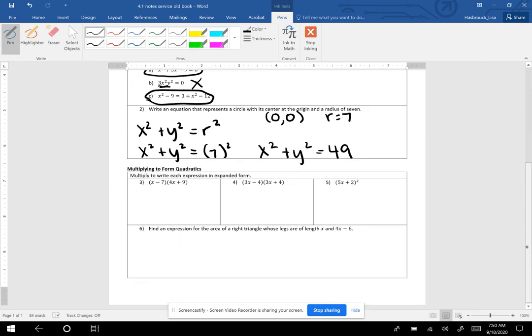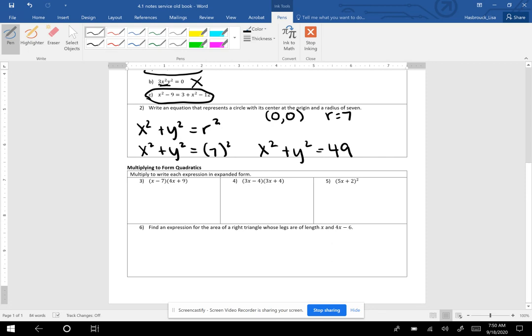In the next set of problems, we're going to multiply out to write an expression in expanded form. Okay, so we're going to use FOIL. We're going to distribute the x first, right? First, so 4x times 4x is 4x squared. Outer, x times 9 is 9x. Inner, negative 7 times 4x is negative 28x. And last, negative 7 times 9 is negative 63. We want to combine those middle terms because they're like terms. So we get 4x squared minus 19x minus 63 is our final answer.